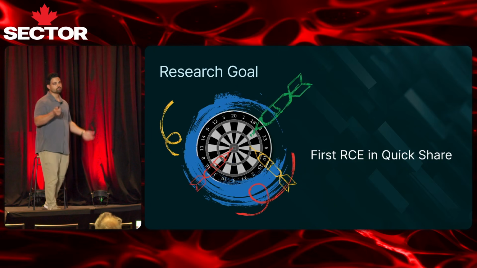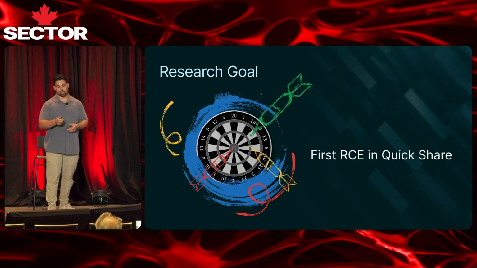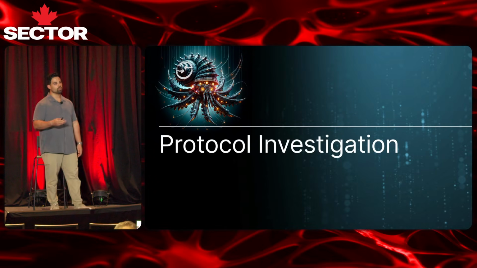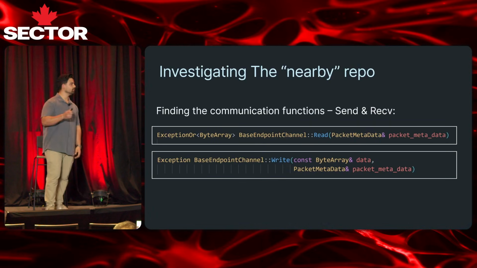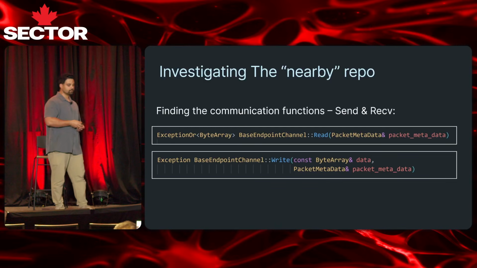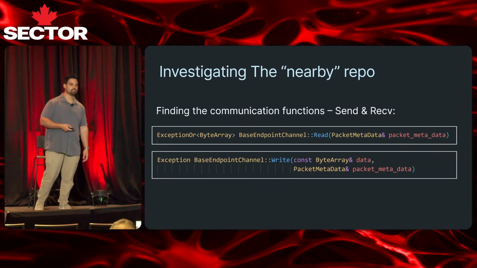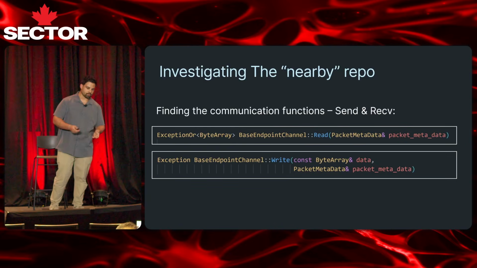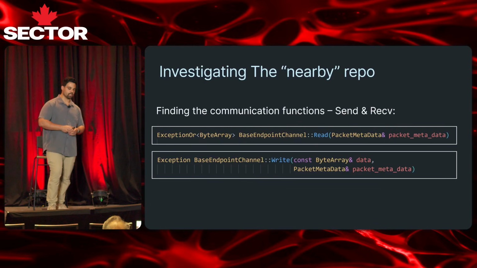Our research goal was pretty straightforward. Find the first remote code execution vulnerability on QuickShare. And in order to do that, we had to start with investigating the protocol, which was not publicly detailed. So the first thing that we did was to find the two most basic functions that receive and send packets. They were found as the read and write functions as part of the base endpoint channel class, which was the base class for all communication technologies, which was good for us because we could generically see all sent packets no matter what the communication technology was.